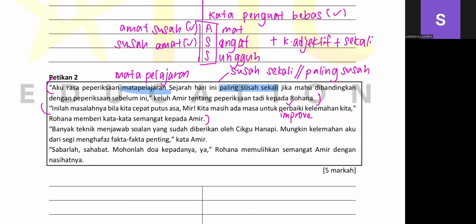Amat susah sekali. Yeah, can. But then because this question they are testing you paling susah sekali, you don't change to amat sangat sungguh. Just this one is extra information for you because they testing you whether you can this paling can combine with sekali or not. So you just change to susah sekali or paling susah. But exam don't write amat sangat sungguh because they are testing you whether you know to split or not.